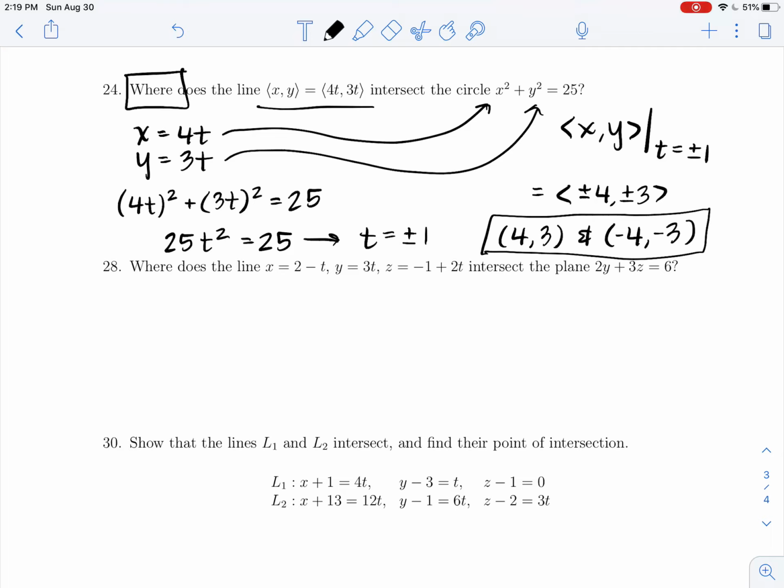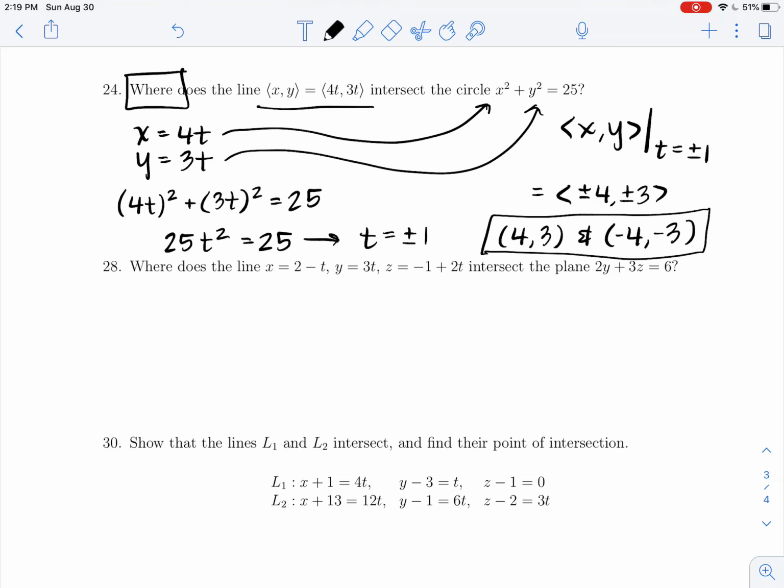All right, we have a similar question here. We want to know where this line in 3 space intersects the plane. When you're talking about lines intersecting circles, there are 3 ways that it can happen. Either the line intersects the circle nowhere, or the line intersects in one place, namely that it's tangent to the circle, or the line intersects twice, which is what we saw in 24.